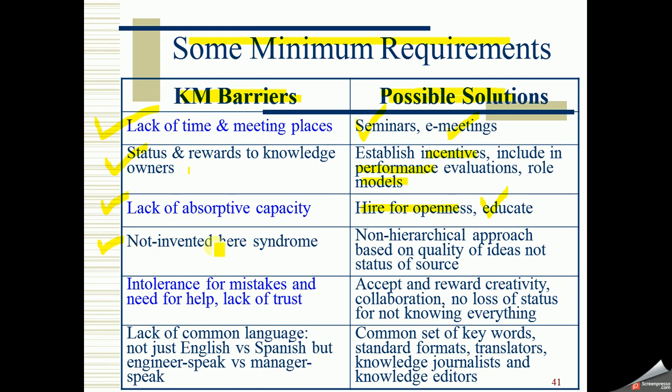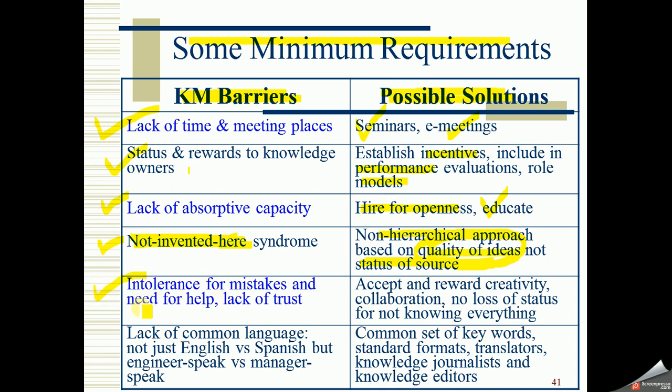Another barrier is the not-invented-here syndrome. Many people will say that this practice is not invented here. It will not work well in our organization, right? So a possible solution is a non-hierarchical approach based on quality of ideas, not status of the source. So we can have an objective assessment of the ideas or the practices, and we can adapt them according to our local environment.